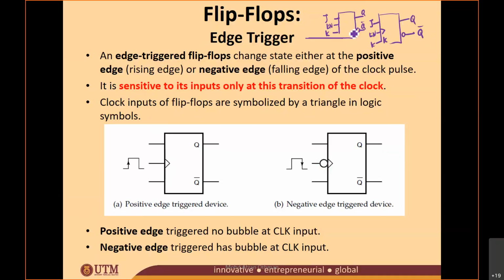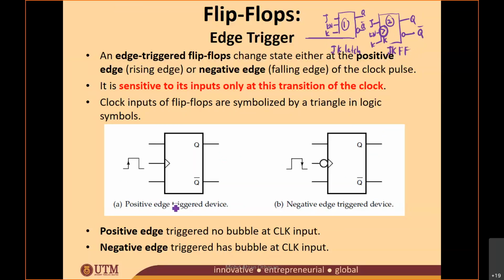What is the difference between logic symbol number 1 and logic symbol number 2? It is the clock. Logic symbol number 1 is a latch, so this one here we call a JK latch. Logic symbol number 2, you see there is a triangle. It is a flip-flop, so this one here becomes a JK flip-flop. That is the difference: one has no triangle, the other has a triangle. So now you can differentiate which one is a latch and which one is a flip-flop.